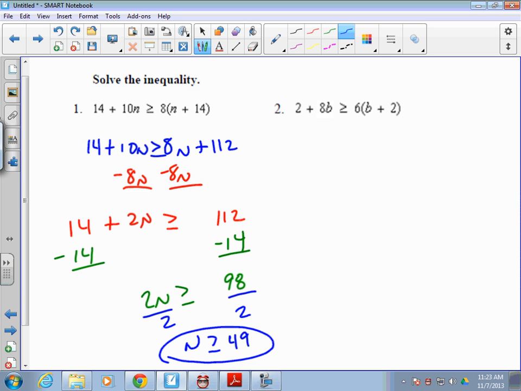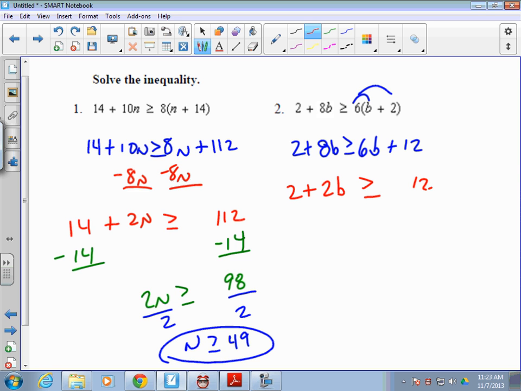2 plus 8b is greater than or equal to 6 times b plus 2. Again, the same thing. Distribute. 6 times b is 6b, and 6 times 2 is plus 12. So 2 plus 8b is greater than or equal to that. Move your b's to the same side by subtracting 6b on both sides. It leaves you with 2b on the left. So 2 plus 2b is greater than or equal to 12.